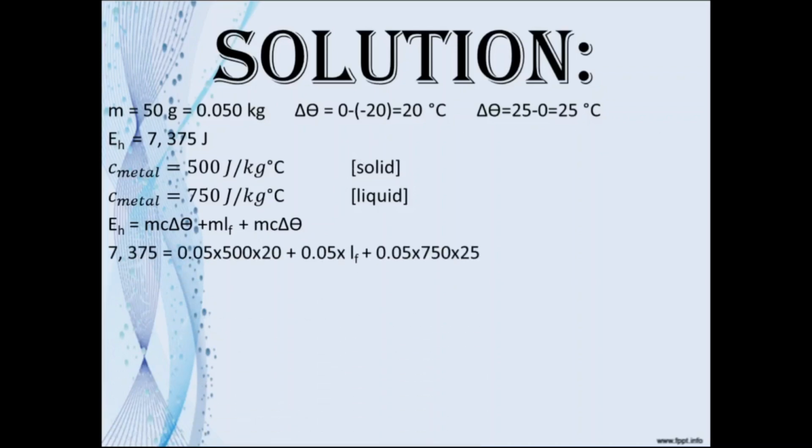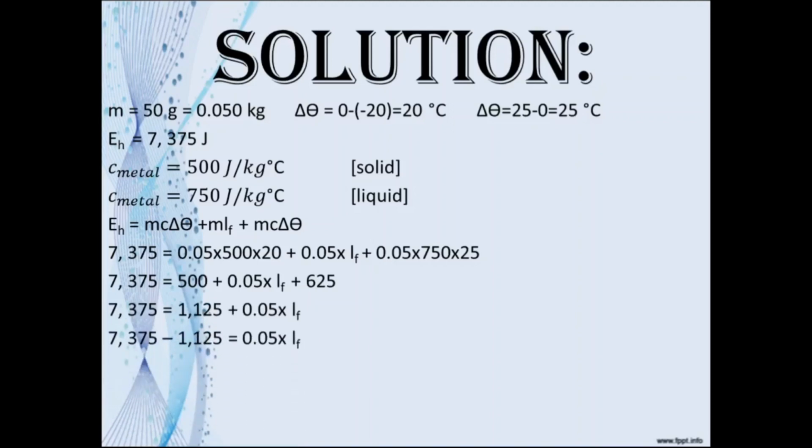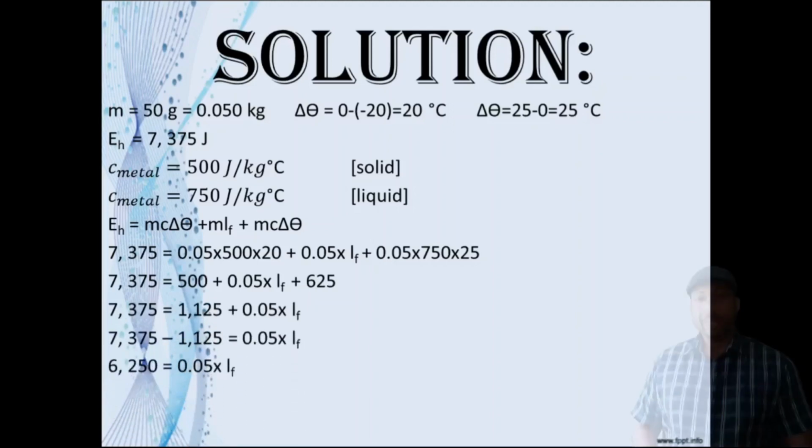We'll have the total heat energy, which is 7,375, is equal to 0.05 times 500 times 20 plus 0.05 times L plus 0.05 times 750 times 25. Simplifying, we'll have 7,375 is equal to 500 plus 0.05 times L plus 625. So 500 plus 625 is 1,125. We transpose that and subtract it from 7,375, and that will give us 6,250.